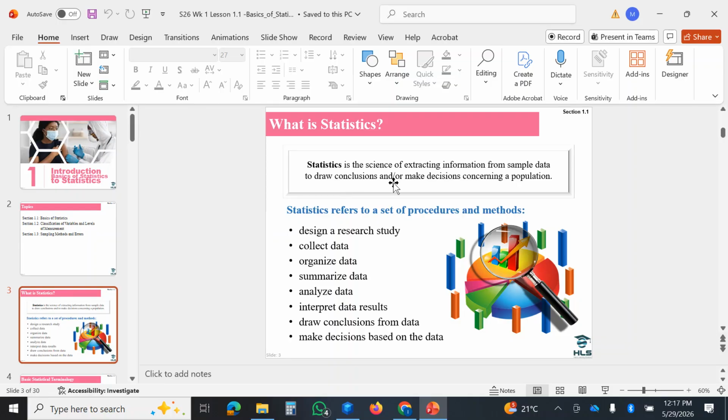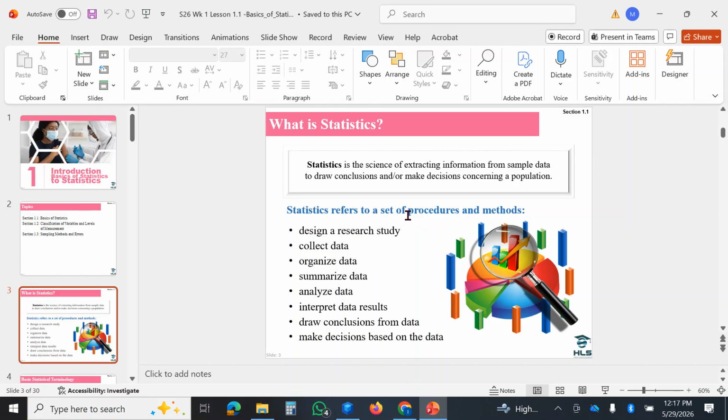Statistics is the science of extracting information from sample data to draw conclusions and/or make decisions. That's the whole thing, right? Let's say there's an election coming up in Canada, and there's not enough money to go and individually ask everybody. So what you do is you take a sample of the Canadian population, and then you project that sample onto the Canadian population, right? But is stats always right? No. There's something called a margin of error that we'll get into later on. Plus or minus 3%, these kinds of things.